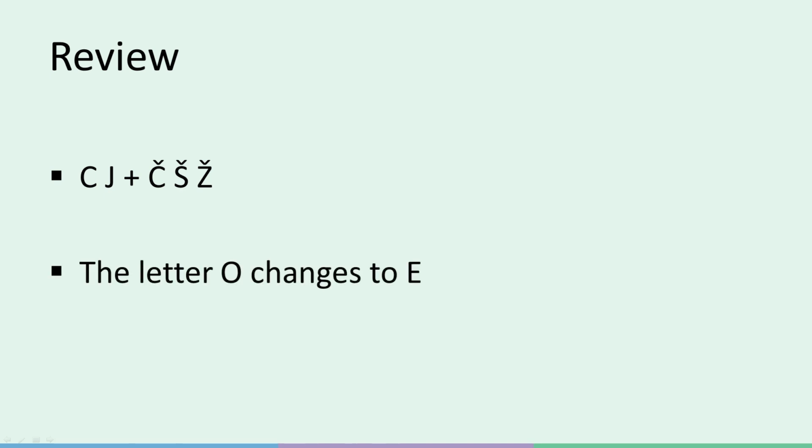So, to briefly review, the rule has to do with the letters CJ and ch, sh, zh. If an adjective or noun ends in one of those letters, then the final O in the ending of neuter nouns or in the ending of masculine nouns in a particular case changes to E.